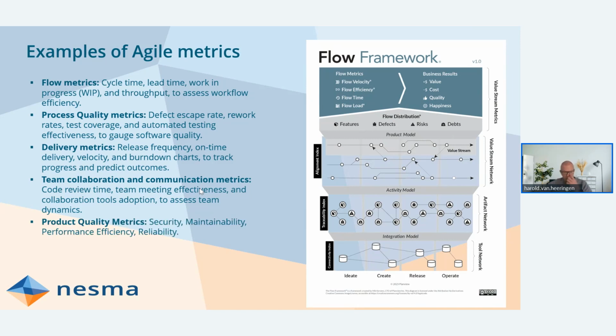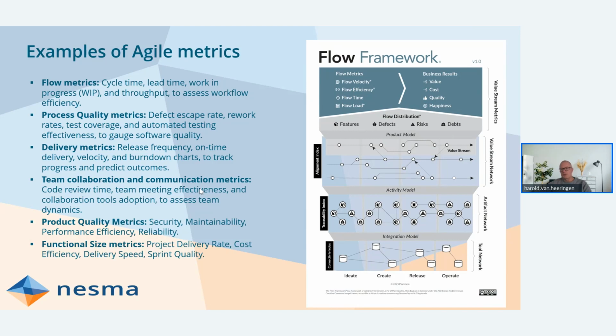And then the product quality metrics. Security, maintainability, performance, efficiency, reliability. So this says something about the product, the code that you're developing. Because of course, if you're very productive or all your metrics are fine, but the quality of your product is not good, you will get defects, you will get incidents, and your customers won't be happy at all.